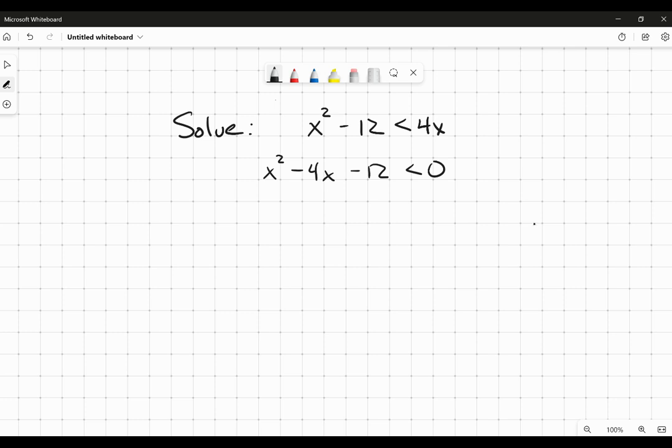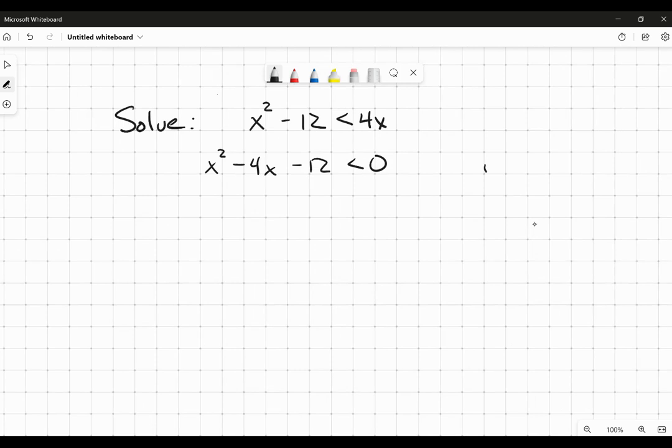So I'm interested in what values of x make this quadratic less than 0. And remember, what I'm going to do is look at what this looks like as a graph. So I'm going to look at what happens when y is equal to x squared minus 4x minus 12, and I'm going to use that graph to help me answer this question. So when I make this comparison, I know that x squared minus 4x minus 12 is actually the y coordinate of the points that I'm looking at. And there's a reason why that's significant. We'll get back to that in just a second.